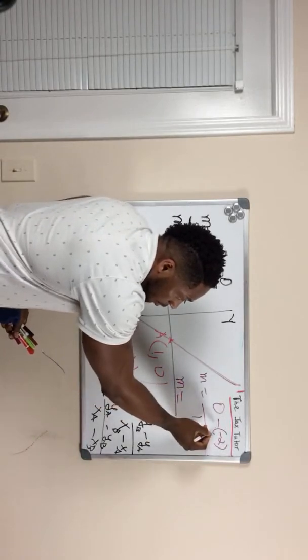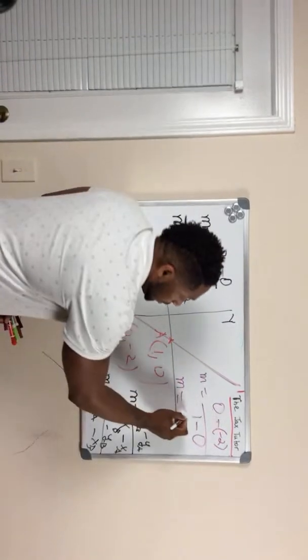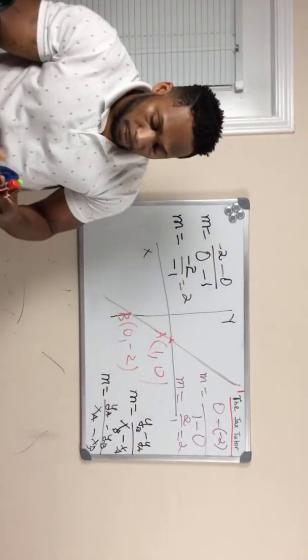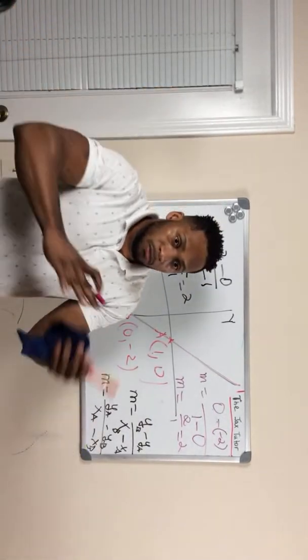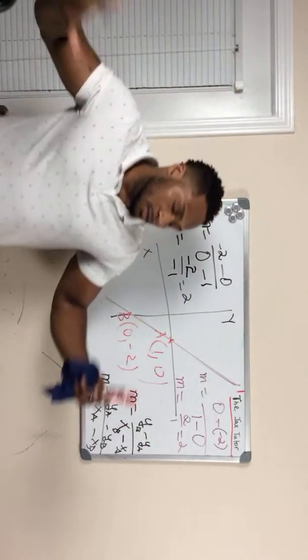The slope m is equal to 0 minus -2, and a negative times a negative is a positive. That gives you 2 divided by 1, and 2 divided by 1 is 2. So that's how you find the slope. If you have 2 points, it's the difference in y values, rise over run. That's it.